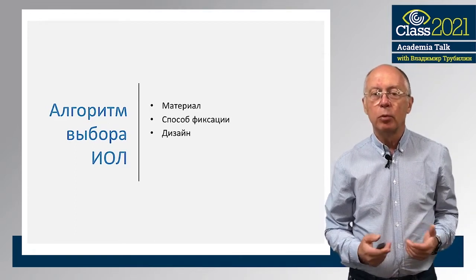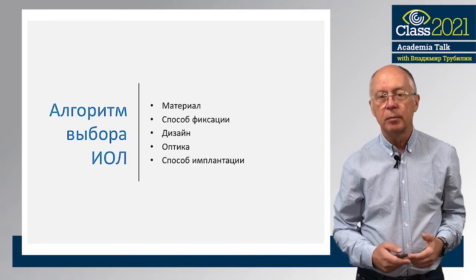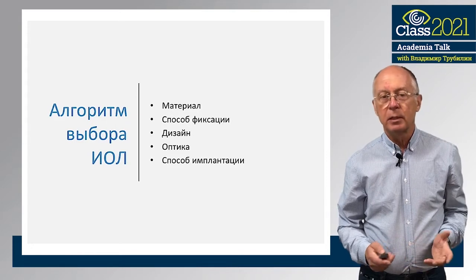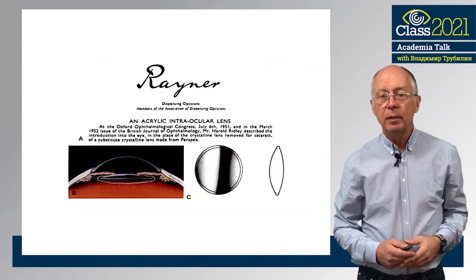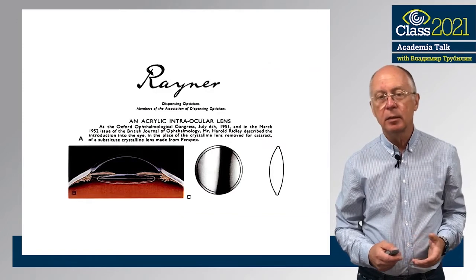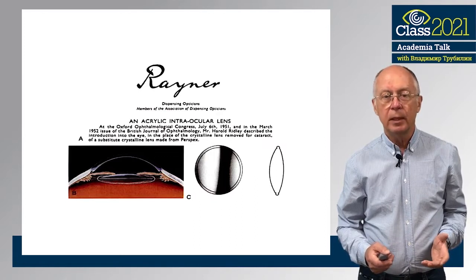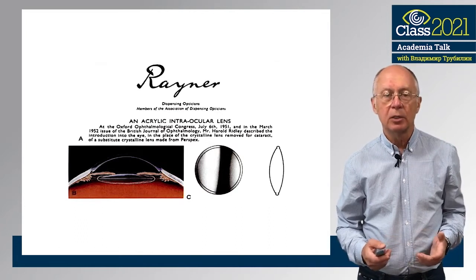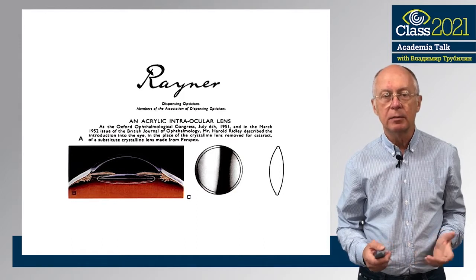Lenses are divided by the material they are manufactured from, by their method of fixation in the eye, by their design, by their optical properties, and by method of their implantation. Let's look at all the options of the lens. As known, the first intraocular lens was developed by Harold Ridley, and the first implantation was performed in 1951, as reported by him in his presentations and publications.